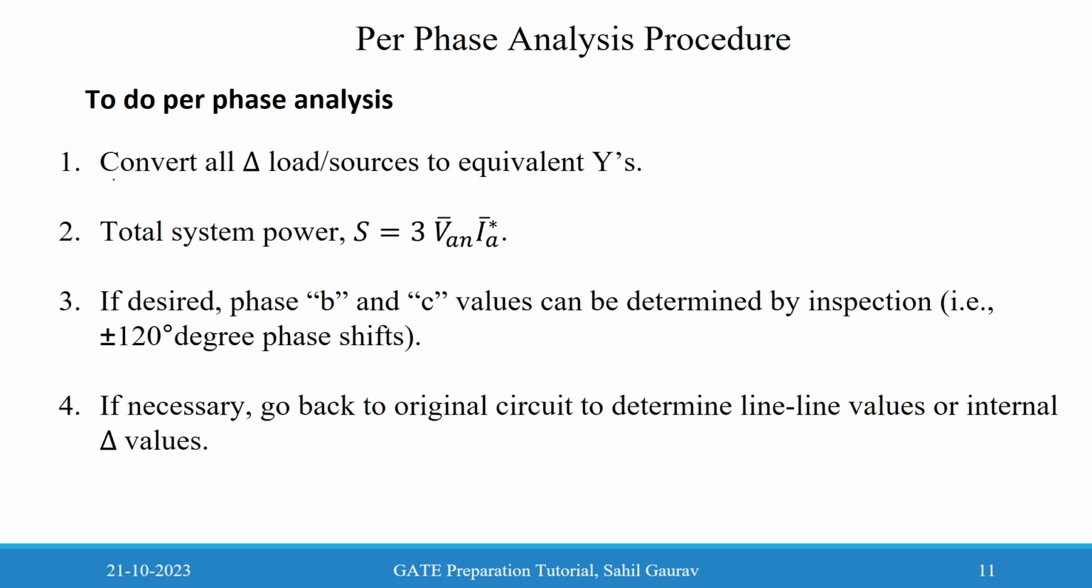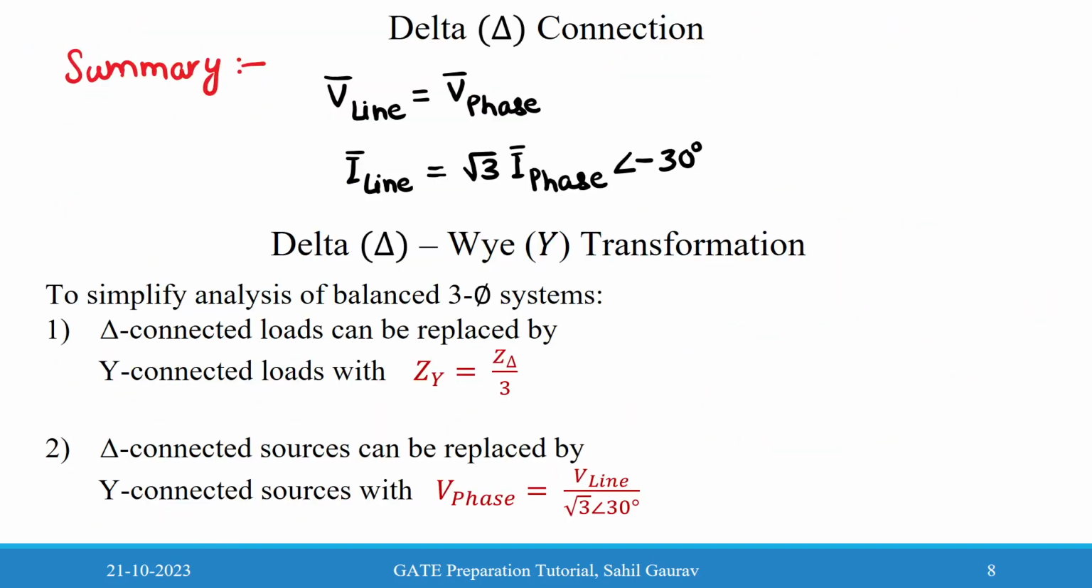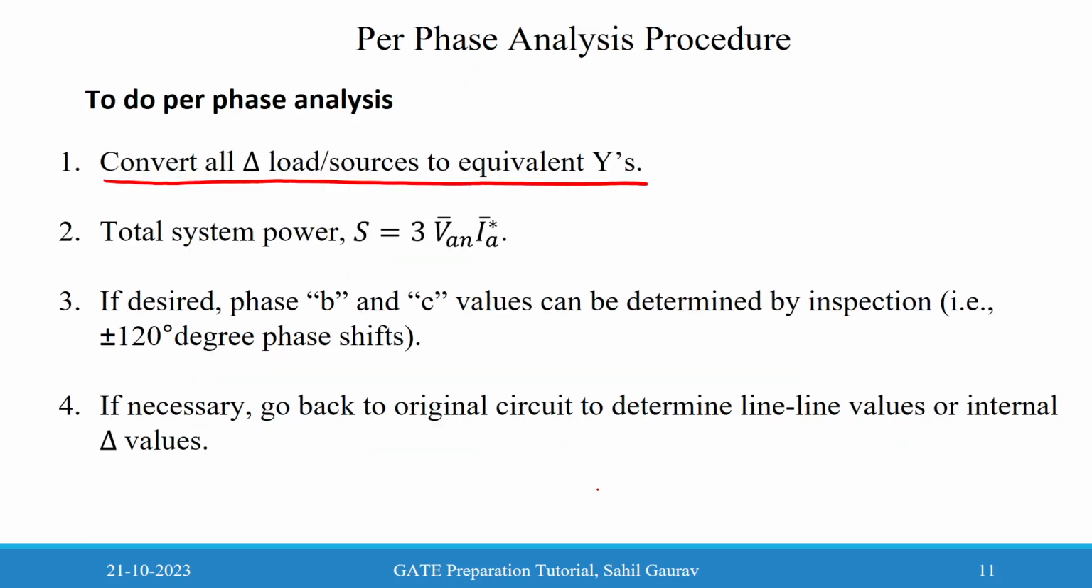You have to convert all delta connected loads and sources to an equivalent star connection. I have noted this point, and it is very important. Delta connected loads can be replaced by star connected loads by applying this expression: Z star is equal to Z delta divided by 3. Similarly, a delta connected source can be replaced by a star connected source with V phase equal to V line divided by root 3 at the angle of 30 degrees. So we will use these two expressions for converting delta into star.